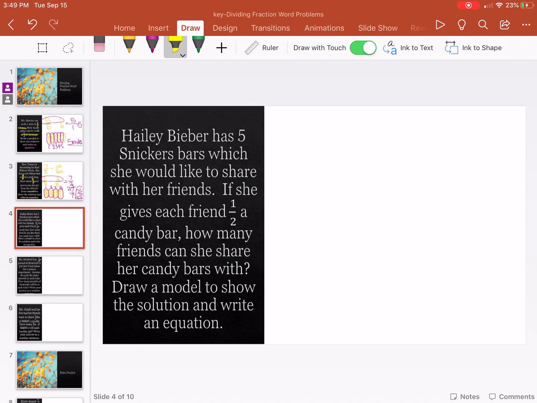Haley Bieber, of course, has 5 Snickers bars she wants to share with her friends. If she gives each friend 1/2 of a candy bar, how many friends can she share with? We're going to do the model and we're going to do the algorithm. So what does she have? She has 5 and she's dividing it into halves.